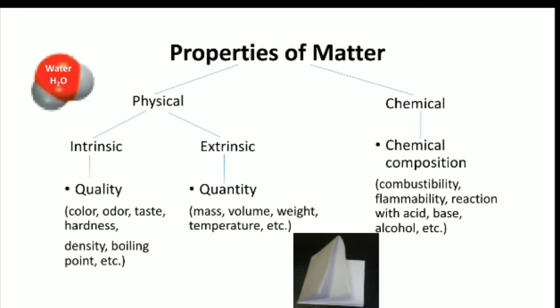So when a substance or a sample of matter undergoes a change and its chemical composition is changed, it is said to be exhibiting that property. The process causes the substance to change its chemical composition, and therefore the substance exhibits this property, for example, combustibility in the case of paper. Other examples of chemical properties are flammability, reaction with acid, base, alcohol, and other substances. So chemical properties also are associated with the ability of a substance to change from one form to another.